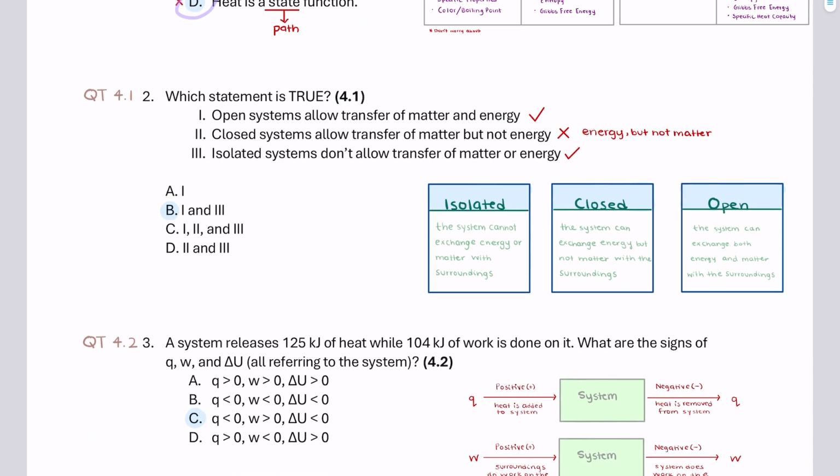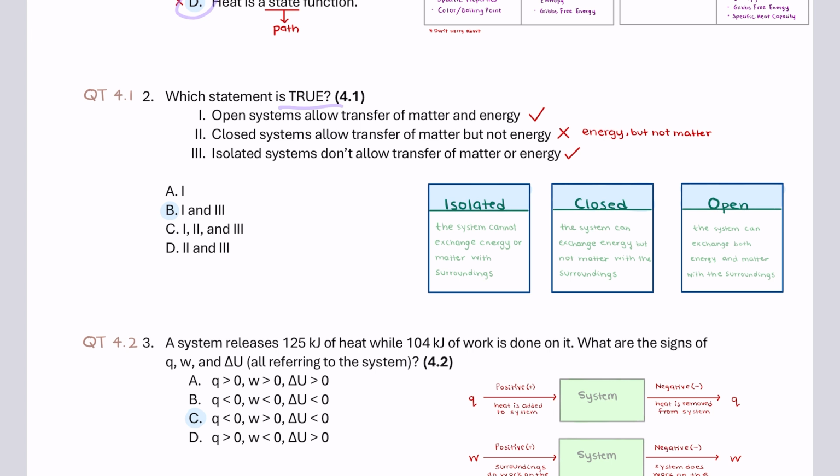Problem 2 says, which statement is true? We're given 3 statements here about types of systems in thermodynamics, and our job is to identify which ones correctly describe the behavior of matter and energy transfer. Let's start with statement 1.